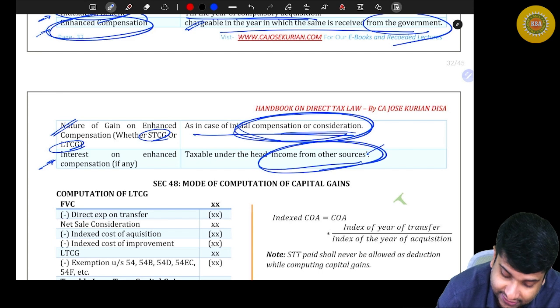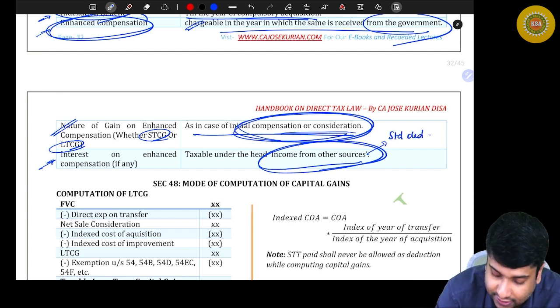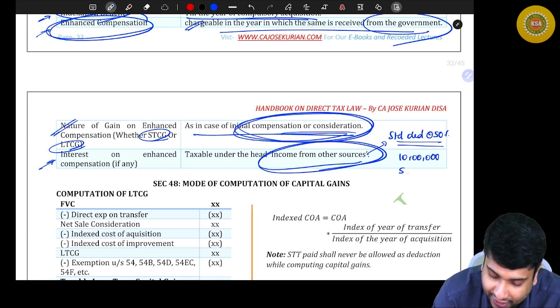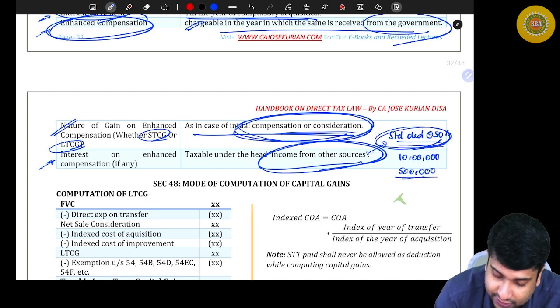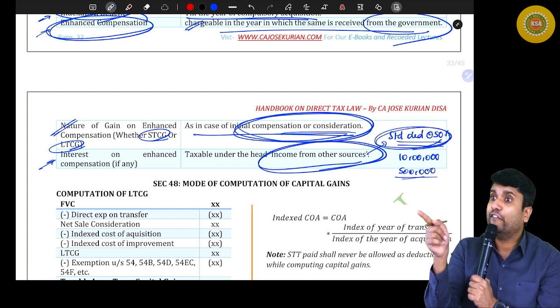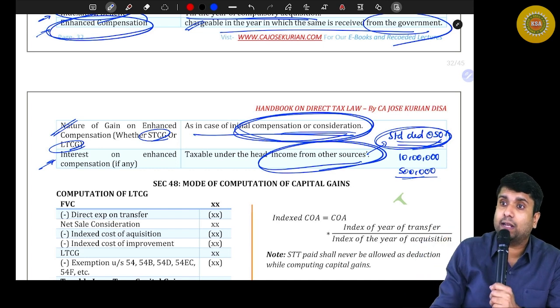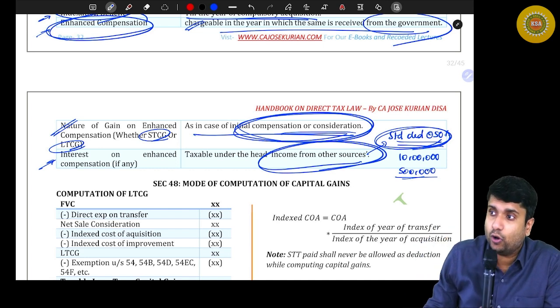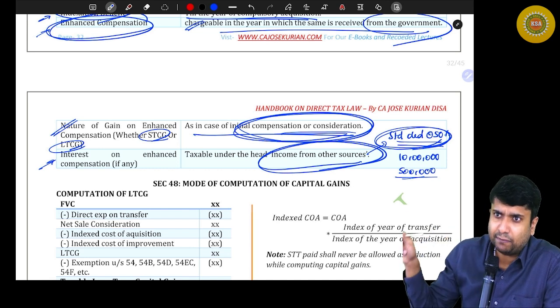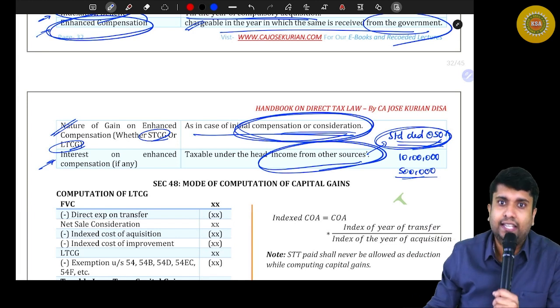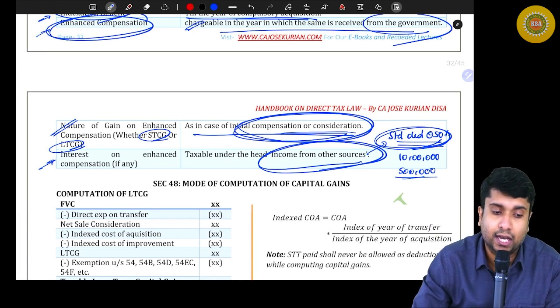And there is one interesting thing. Under IFOS, you can claim a standard deduction on this interest at 50%. That means, say, you're receiving 10 lakh rupees as interest, you need to pay tax only on 5 lakh. Why? Because you can claim a standard deduction for this interest. And how much is the standard deduction? 50% of interest received. Are you all with me? Is that point clear?